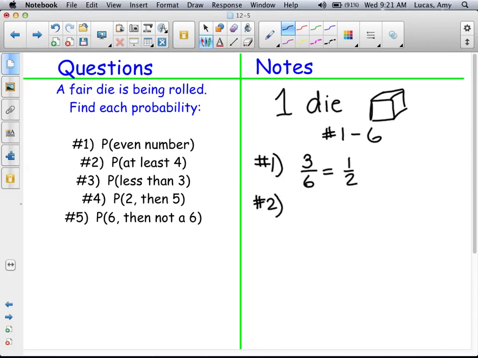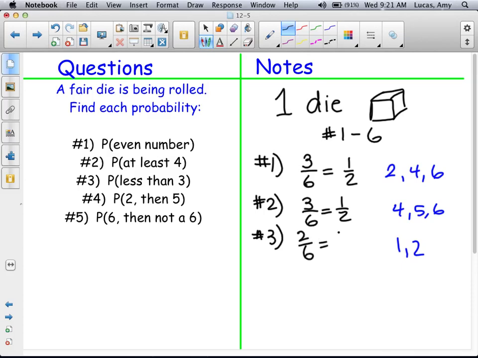The probability of getting a number that is at least 4. At the very least, it's 4. So it might be a 4, a 5, or a 6. Even numbers were 2, 4, and 6. So now we're talking about 4, 5, and 6, because at the very least, it's 4. So 3 out of 6 again, or 1/2. Number 3. Less than 3 means just 1 or 2. So it doesn't include your 3. So if I reduce it, I get 1/3.